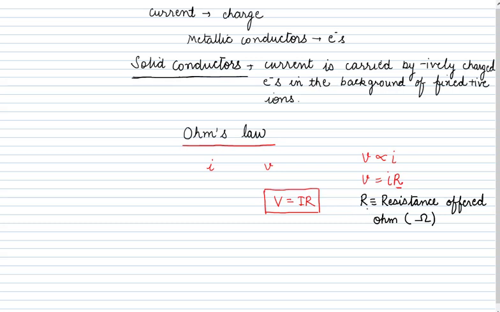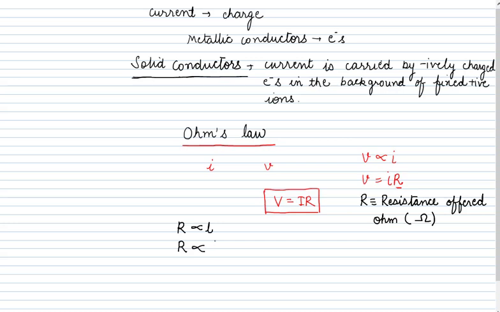Now, what are the factors that decide the resistance of a conductor? So let's quickly find out what the factors are. The resistance of any conductor depends on the length of the conductor. It is directly proportional to the length of the conductor. That means the more length we have, the more resistance we will get to the current. The more length we have, the more resistance will be offered to the flow of current.